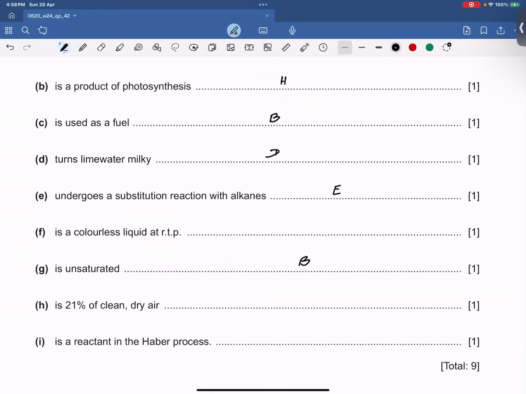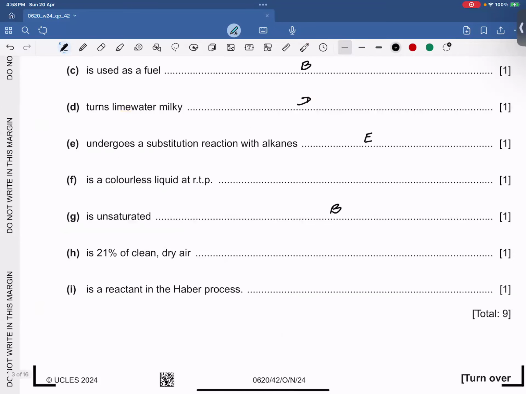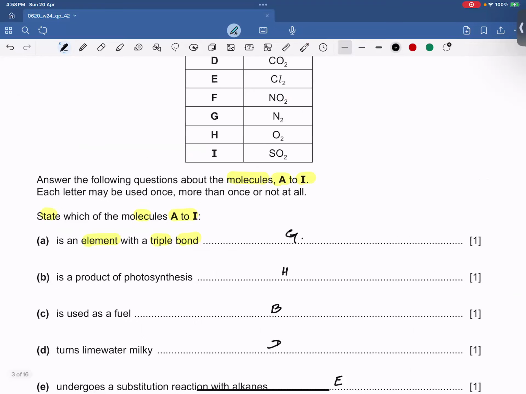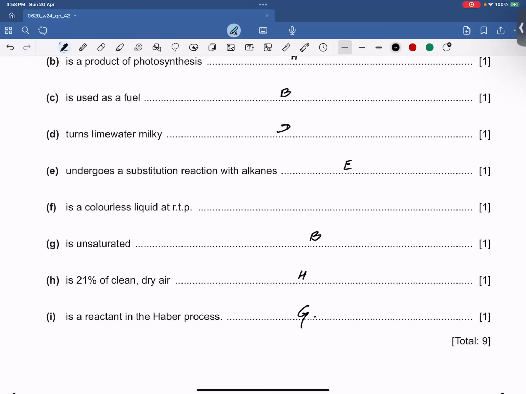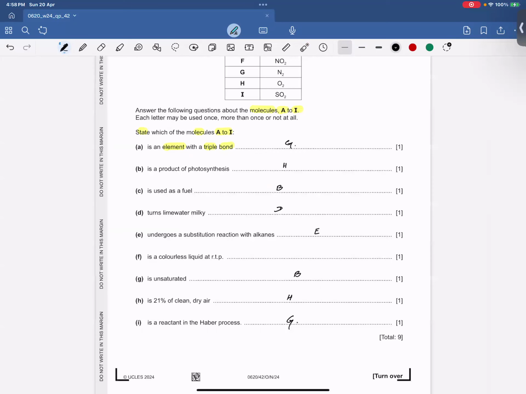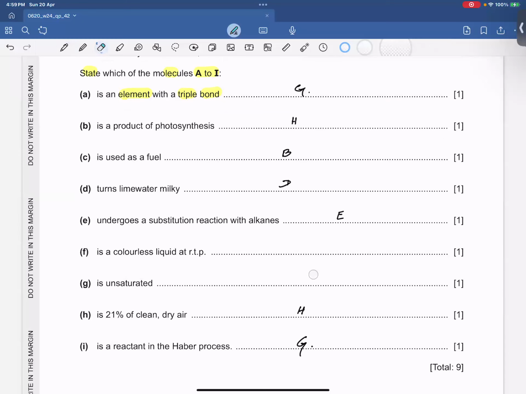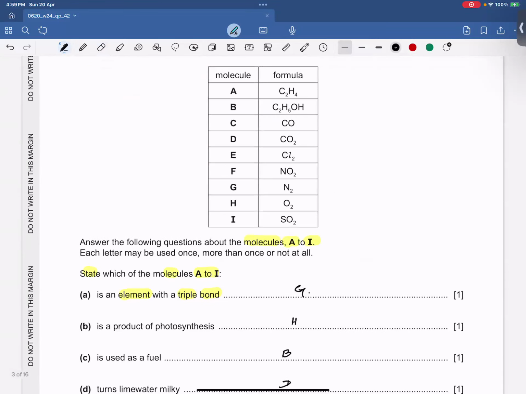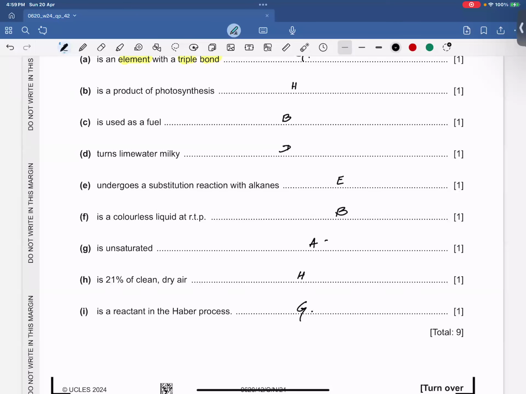is 21% of clean dry air: oxygen. So H. is a reactant in the Haber process, nitrogen and hydrogen. So nitrogen is given, which is represented by G. Okay, that's the first question, guys. That was easy. Oh, one left. Hold on. Is a colorless liquid, which is B, is unsaturated. Unsaturated is A, ethene. Okay, now it's finished.